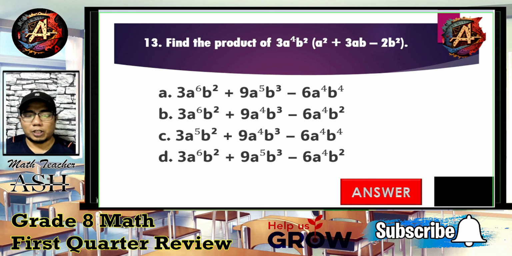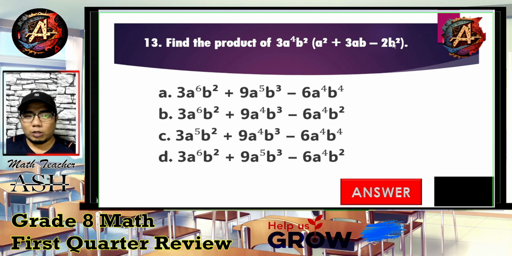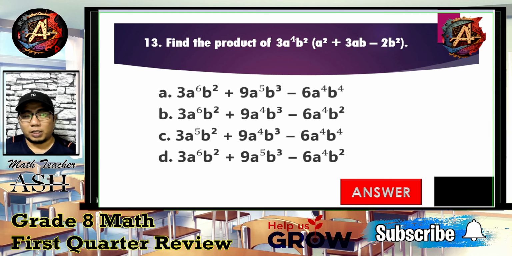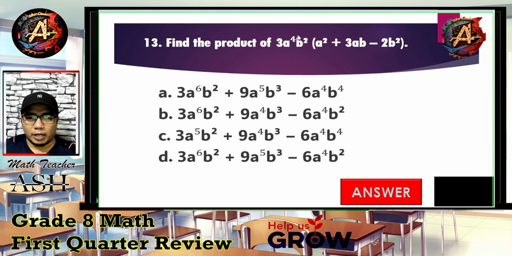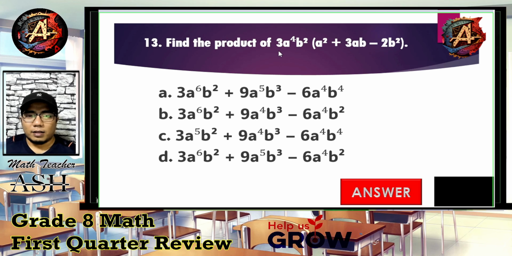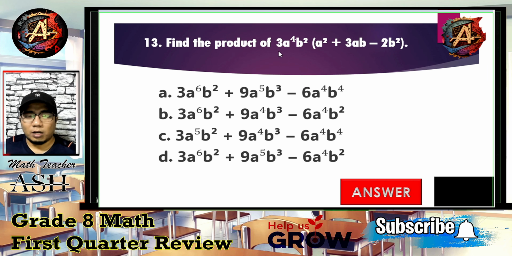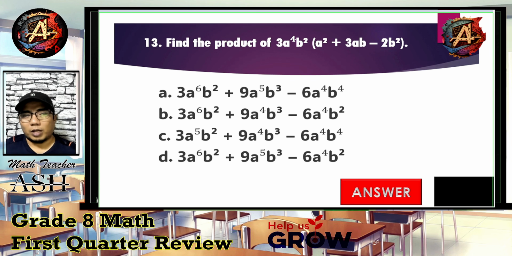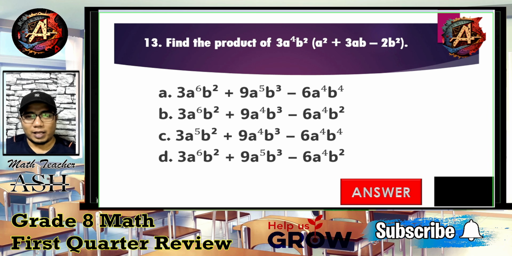Okay, my dear math learners, if you have a trinomial multiplied by a monomial, the technique here is very simple. You just apply the distributive property of multiplication. So you multiply this 3a to the 4th power b squared to the 3 terms. If you encounter numbers, you multiply them directly. But if you encounter variables, then you apply the product of powers: add the exponents and copy the base.